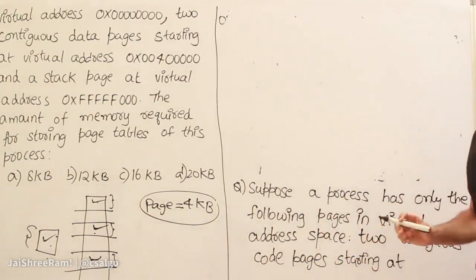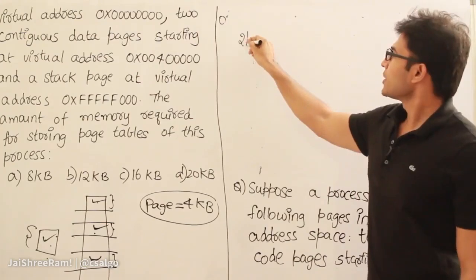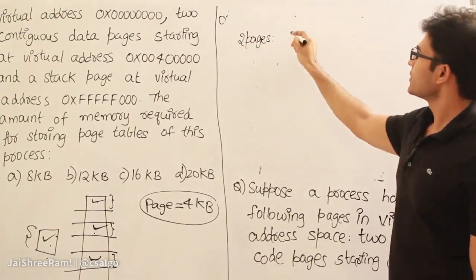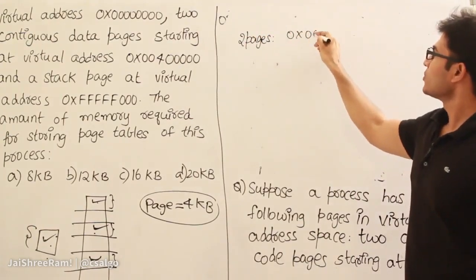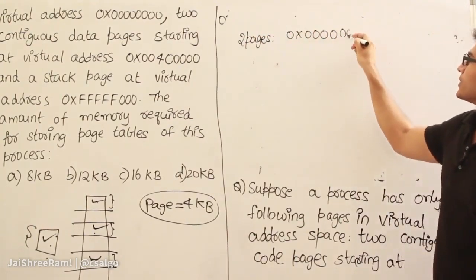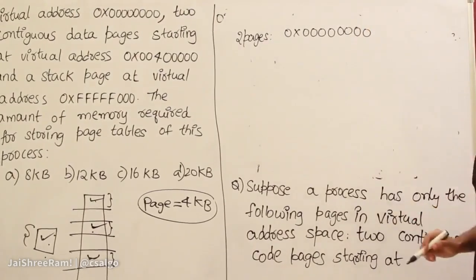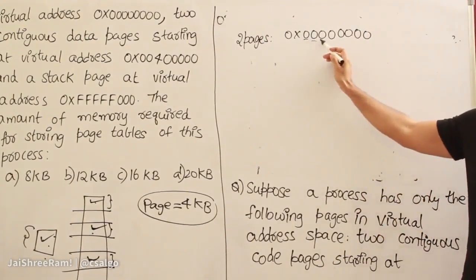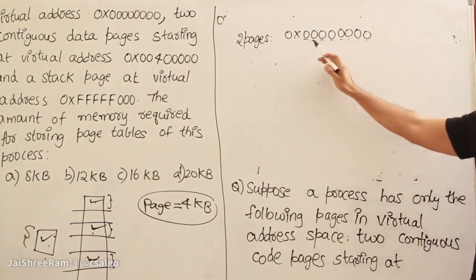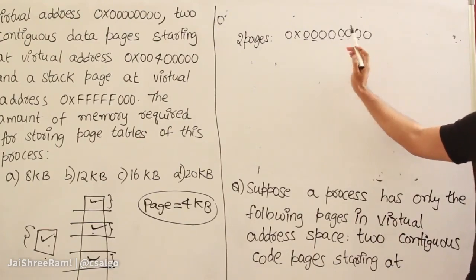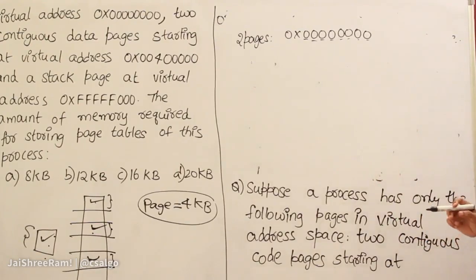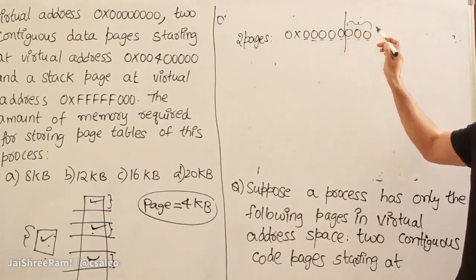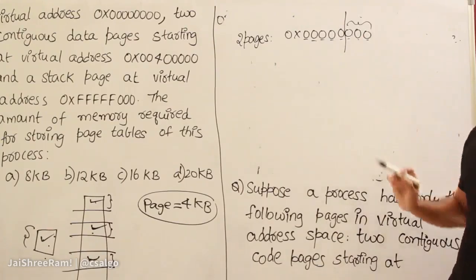If you see this, they are saying that two pages are starting at the address 0x12345678, 32 bits. 0x means hexadecimal, and each digit here is actually equal to 4 bits. So 8 digits are there. 8 into 4 is 32, right? And now we know that the least significant 12 bits, which is nothing but 3 digits here, represent the page offset.